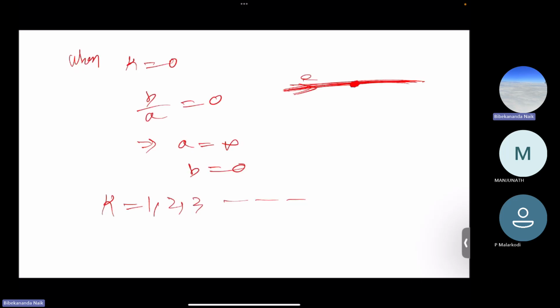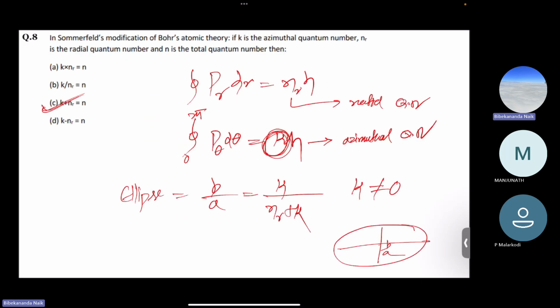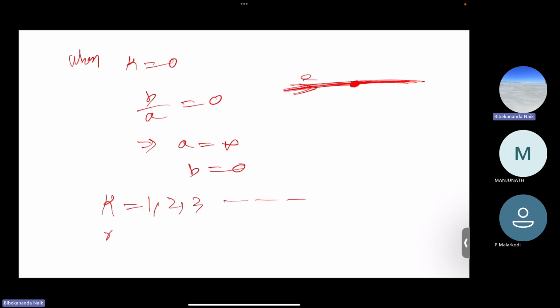However, the value of nr can be 0, because when nr is 0, b by a still has non-zero values, or feasible values. So in that case, nr can be 0. So nr is 0, 1, 2, 3 like that, and n has the values 1, 2, 3, because these are principal quantum numbers.